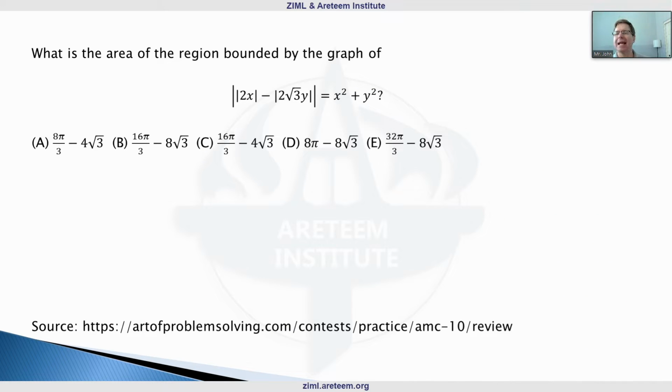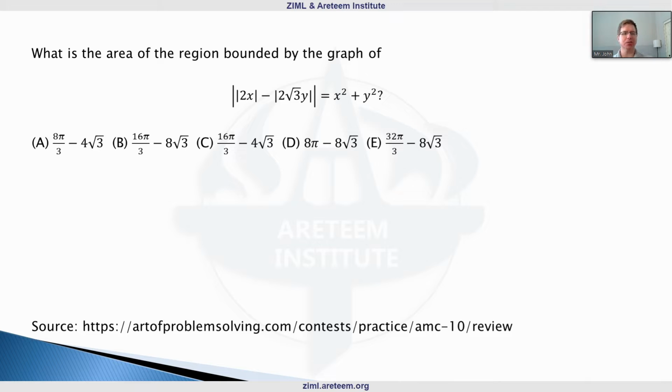We want to find the area of the region bounded by the graph of this equation. We have a big absolute value, and then inside that absolute value, 2x minus the absolute value of 2 root 3 y, and then closing that absolute value, and this whole thing is equal to x squared plus y squared.